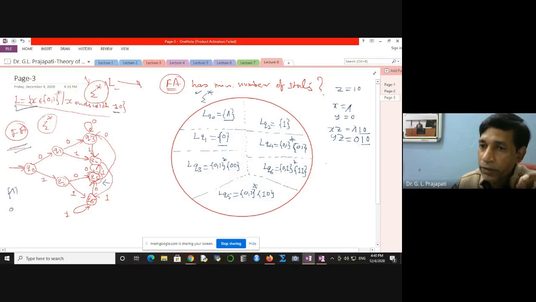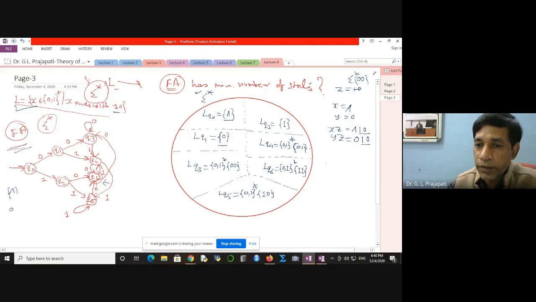If z is taken as all possible strings that end in 00, then what happens? This ends with 00, meaning xz and yz. Xz is not in the language and yz also is not in the language. So you are not going to say that one is in the language and another is not.